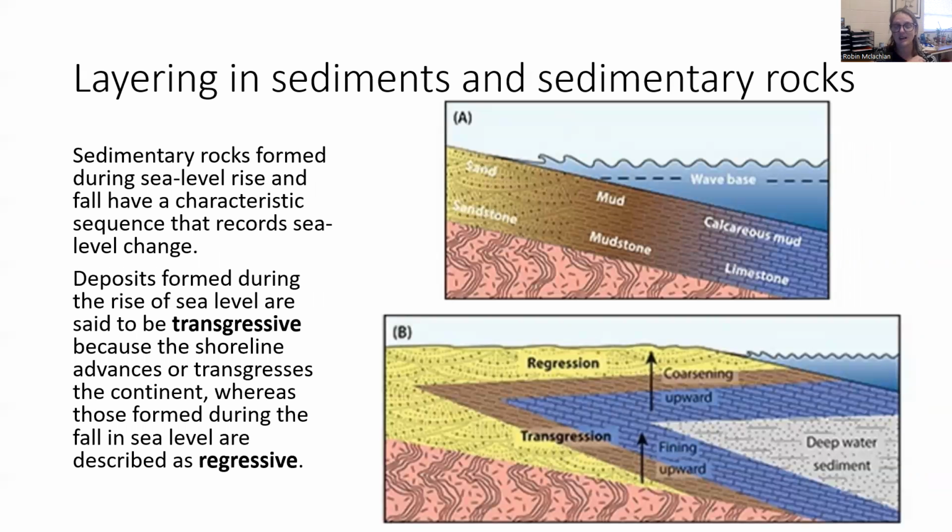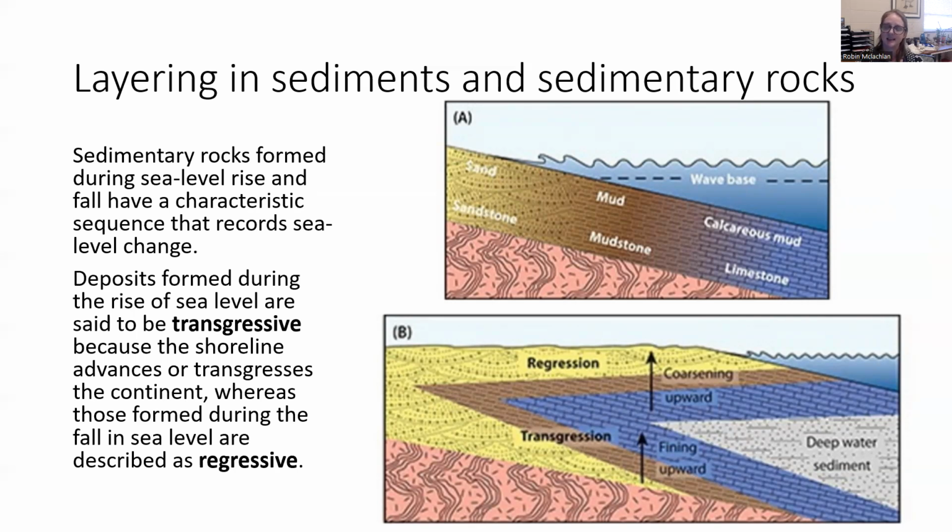And often we can look at the history of sea level rise and fall, which is preserved at the Grand Canyon as an example. So sedimentary rocks formed during a sea level rise and fall have a characteristic sequence, right? Deposits formed during the rise of sea level are said to be transgressive because the shoreline advances or transgresses onto the continent.